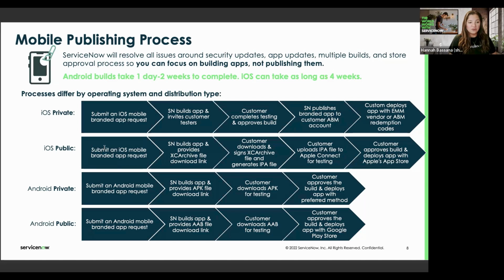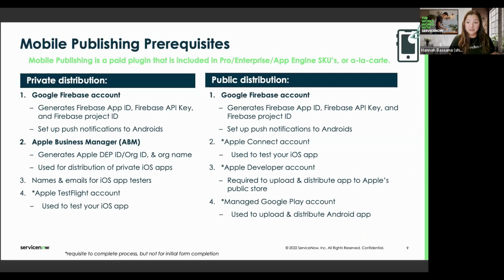So I'm going to dive into, and demo, the public and private differences as well for the exercise. But before we do that, I have some prerequisites. So mobile publishing is very much an integrated product. We rely heavily on Apple and Google's requirements, and we follow those. And as such, we have two different groups of prerequisites based on what distribution method you choose. Both distribution methods need a Firebase account. It generates a few mandatory fields in our request form to tie the app to Google, and so you can test it. But it also helps set up our push notifications for Android.